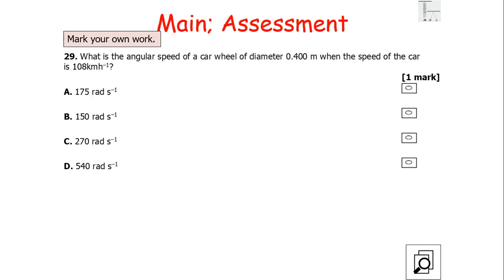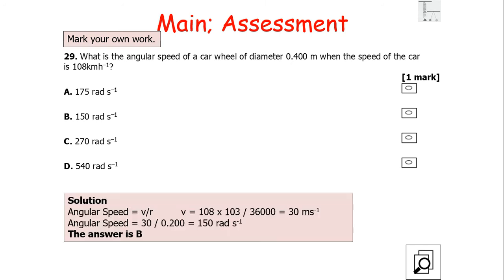Next one, 29. What is the angular speed of the car wheel of diameter 0.400 meters when the speed of the car is 108 kilometers per hour? Well, the first thing you need to do is convert 108 kilometers per hour into meters per second. So it's 108 times 10 to the 3 divided by, let's get this right, my apologies, 60 times 60, which is 3,600. So therefore we get an answer of 30 meters per second.